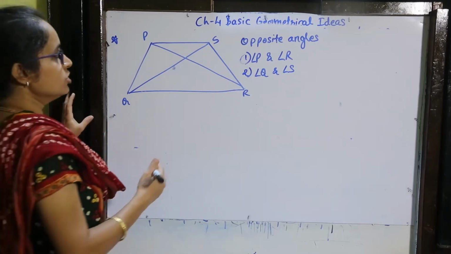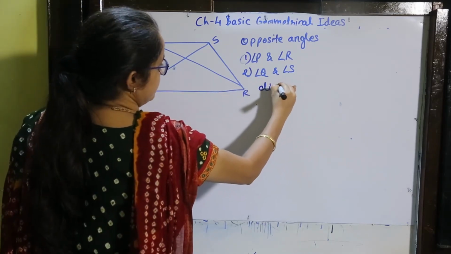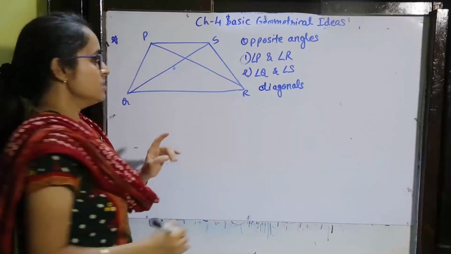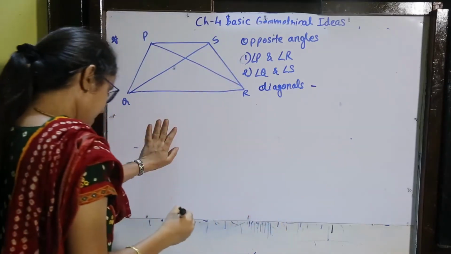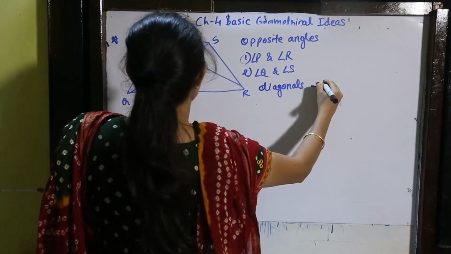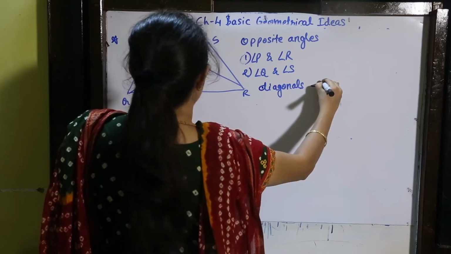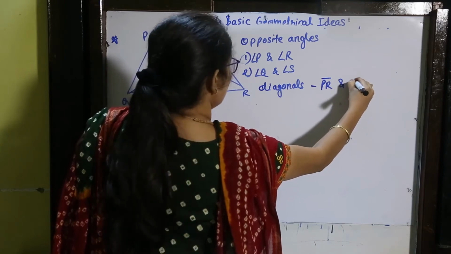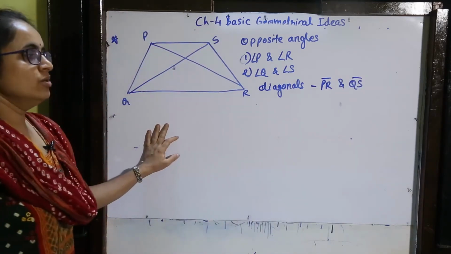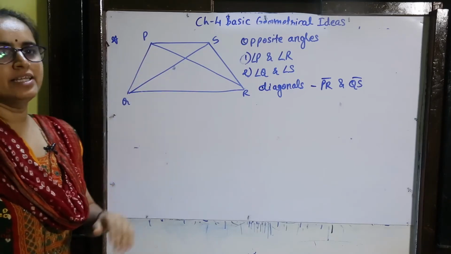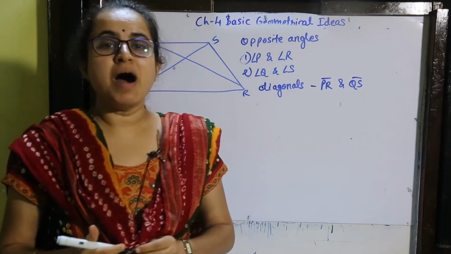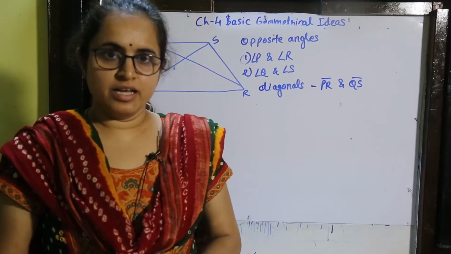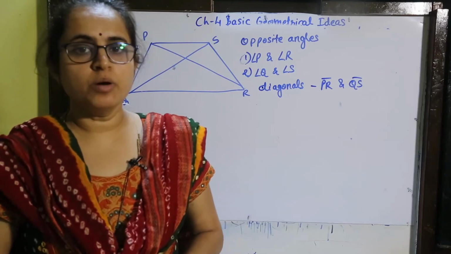So now we'll move on to the last part, which is called diagonals. The diagonals are not exactly a pair, but we can say two diagonals are there, PR and QS. These are 2 diagonals. So that's all in this. These are called the parts of a quadrilateral. Okay, what are all these called? They are called parts of a quadrilateral. Now we'll move on to exercise 4.5.